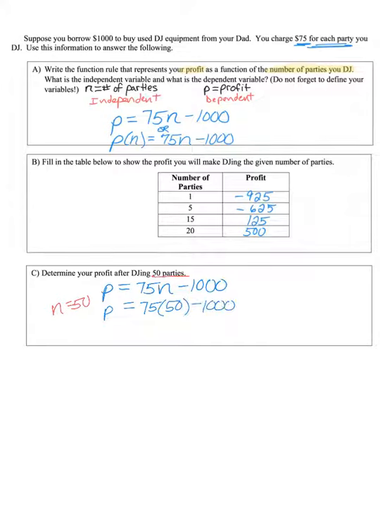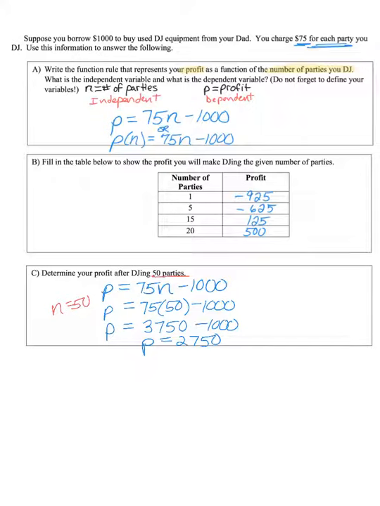If we plug that into our equation, we'll end up with P is equal to 75 times 50 minus 1,000. So if we now simplify, our 75 times 50 is going to end up giving you back 3,750. And if we now subtract our 1,000 from there, we would find out that our profit is equal to 2,750.